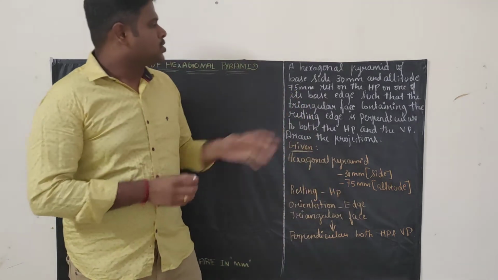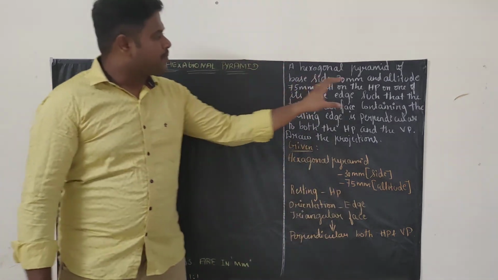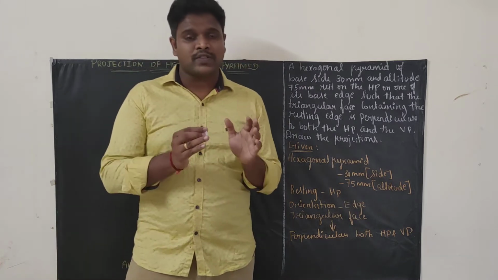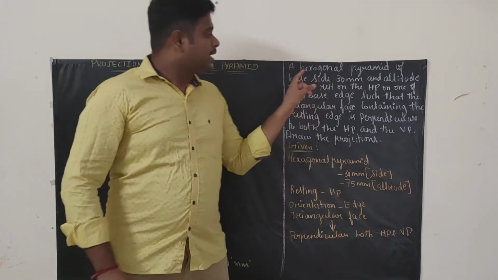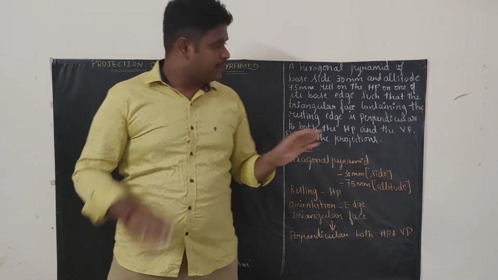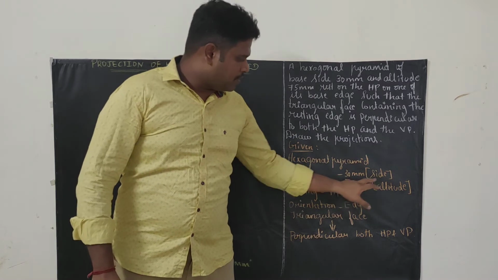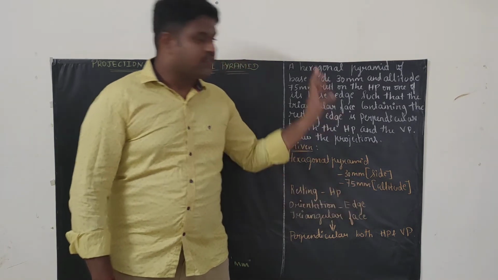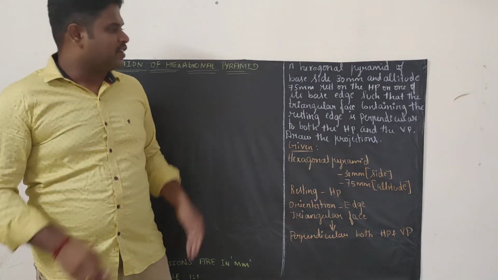So here what they gave is a hexagonal pyramid of base side 30 mm. The first thing which should come to our mind is what kind of solid we are going to draw. We are going to draw a hexagonal pyramid. Hexagonal pyramid means the base diagram will be a hexagon. So hexagon of base 30 mm and hexagonal pyramid altitude 75 mm. So base and height are given.